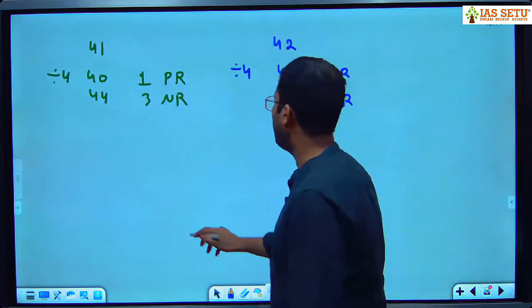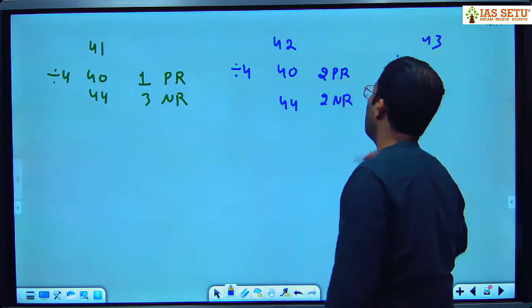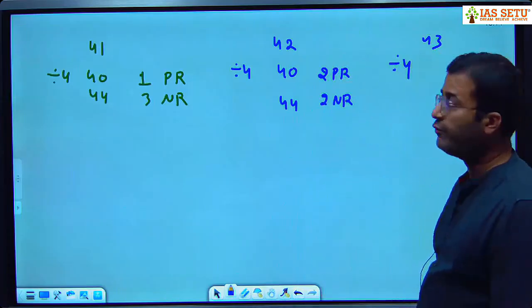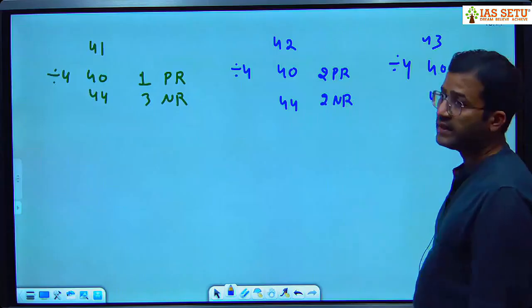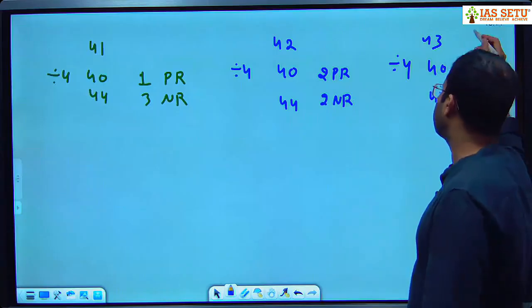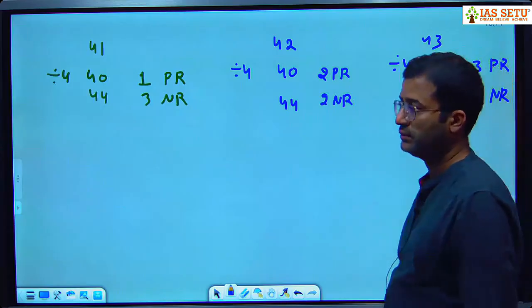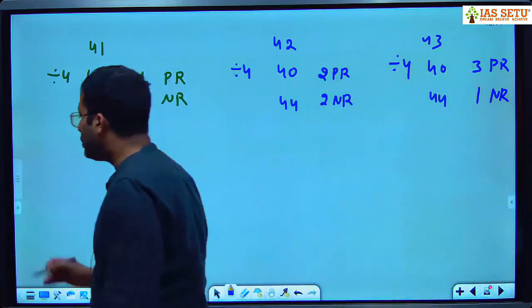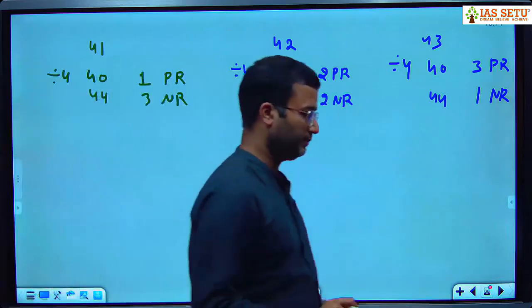Similarly here 43, when you divide by 4, there are two multiples of 4 near to 43, 40 and 44. As compared to 40, 43 is 3 extra, so positive remainder. As compared to 44, it is 1 less, negative remainder. So here we have a concept called negative remainder also.